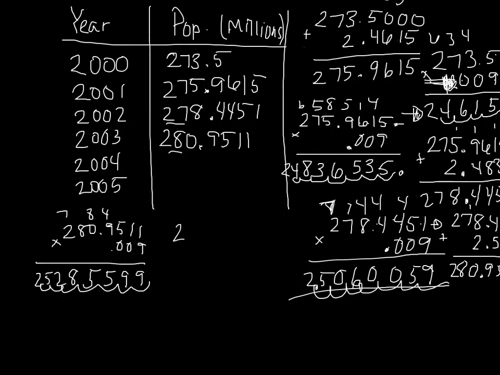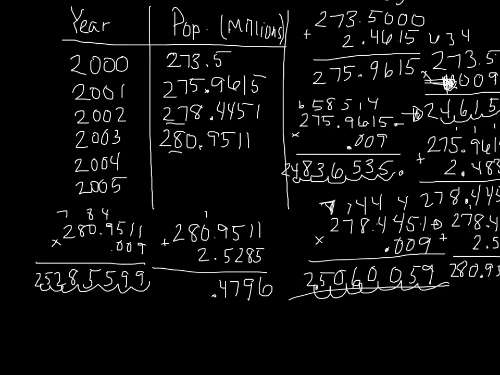So I'm going to take 280.9511, add 2.5285. Line up my decimal points. Okay, so our new number is 283.4796 million.